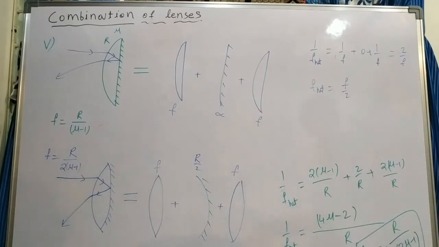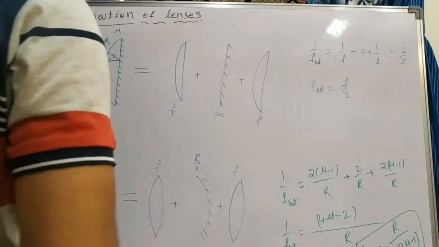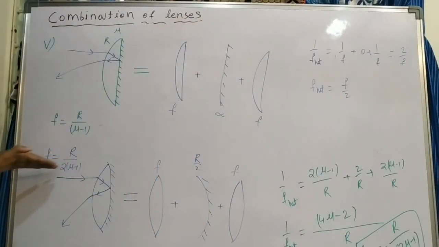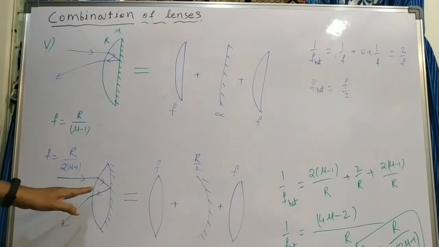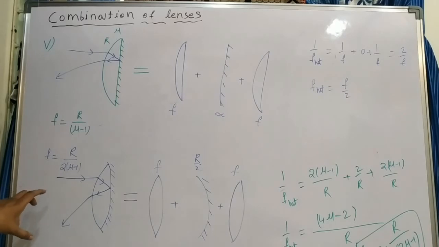This also behaves like a concave mirror only. Why? Because when a parallel beam of light falls on it, it first converges, then is reflected back and comes to the same side, forming a real image. So in this case it behaves like a concave mirror. The image forms on the same side, and that is a real image. A convex lens alone never forms such a real image on the same side, so it behaves like a concave mirror.